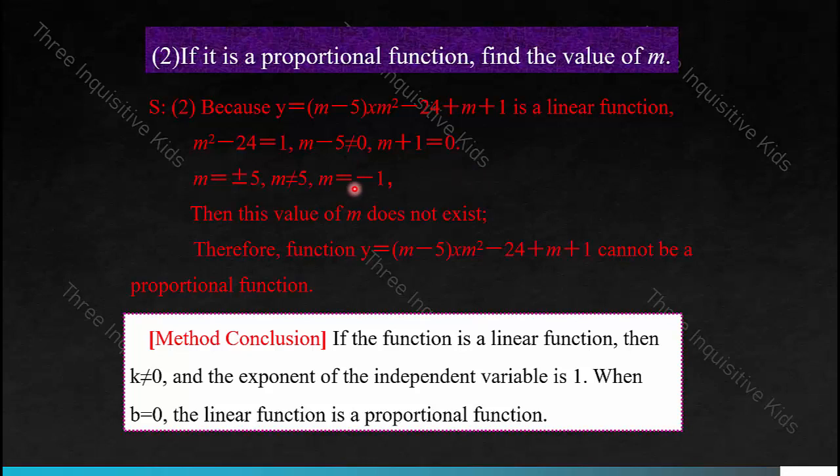So method conclusion. If the function is a linear function, then k is not equal to 0, and the exponent of the independent variable is 1. When b is equal to 0, or when the constant term is equal to 0, the linear function is a proportional function.